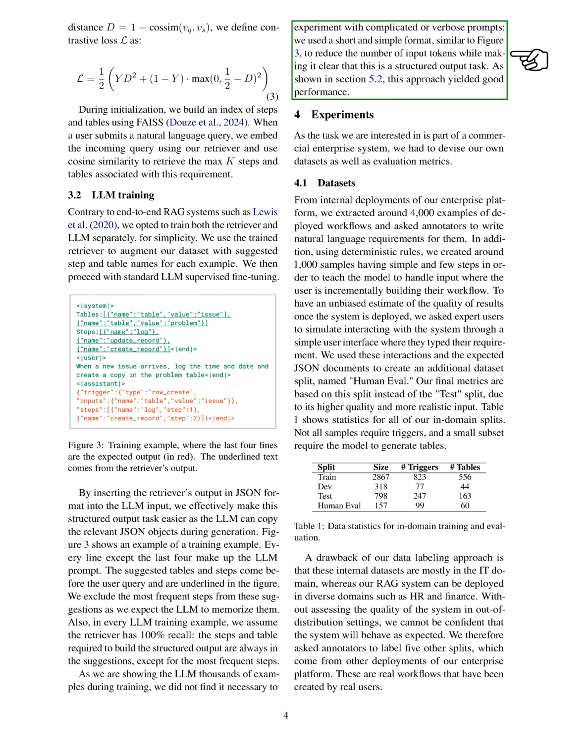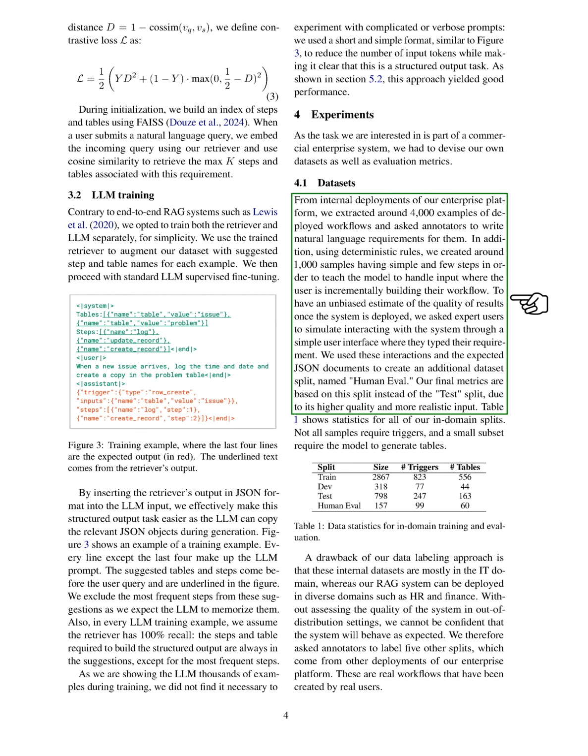Section: Experiments. In this section, we were focused on experiments related to our task within a commercial enterprise system. We had to create our own datasets and evaluation metrics for this purpose. For our datasets, we gathered about 4,000 examples of workflows from our enterprise platform and had annotators write natural language requirements for them. Additionally, we generated around 1,000 samples with simple steps to help the model learn how to handle workflows that users build step by step.